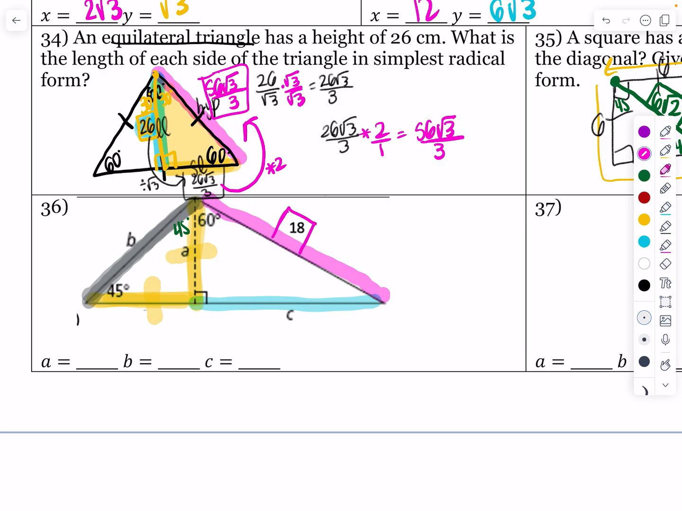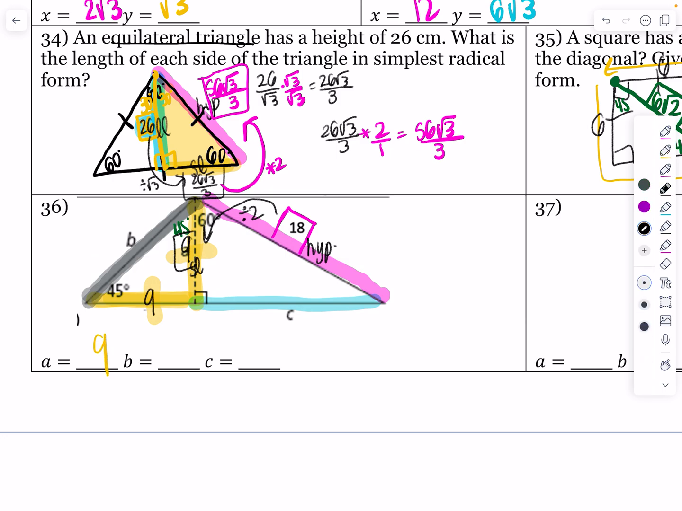So if the hypotenuse of that is 18, that's our hyp, how do I get to the short leg, which is this one right here, which is A? I'm going to divide by 2. 18 divided by 2 gives me 9 for A, which means that this is also 9. So A is 9. I'll do that in yellow.